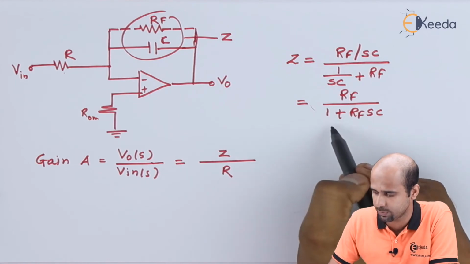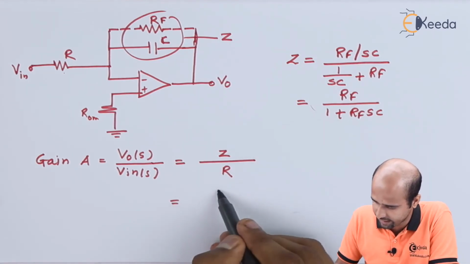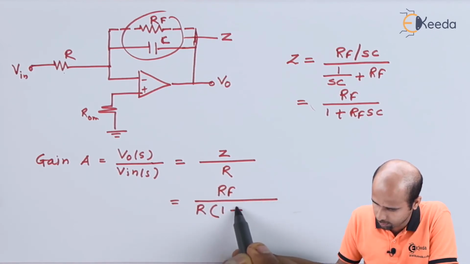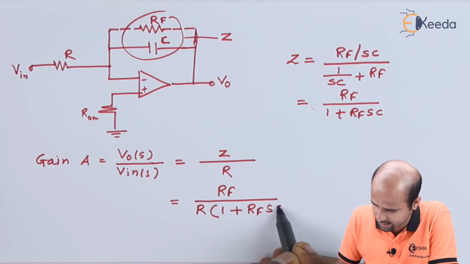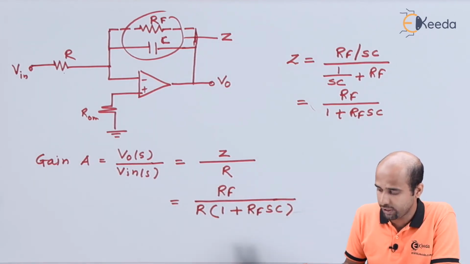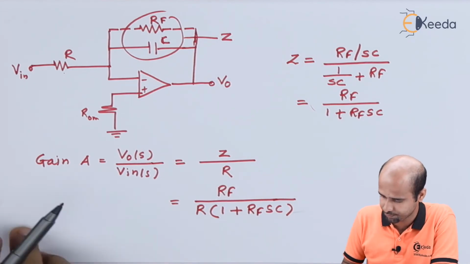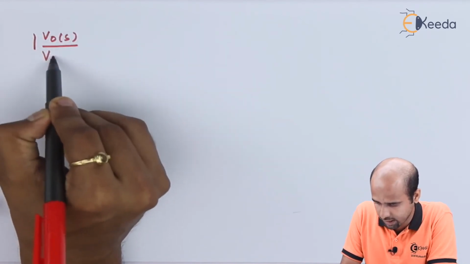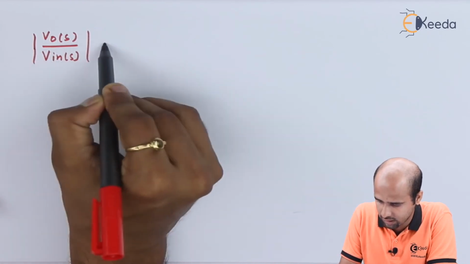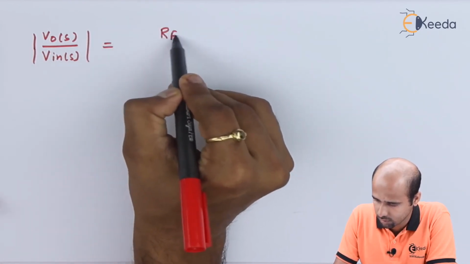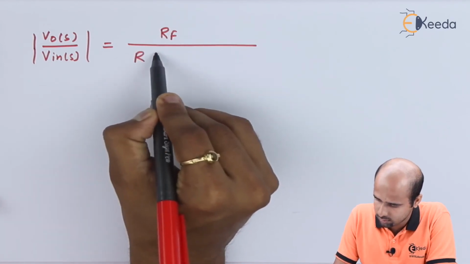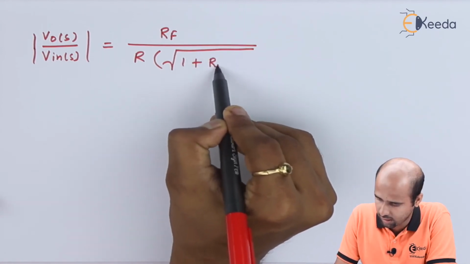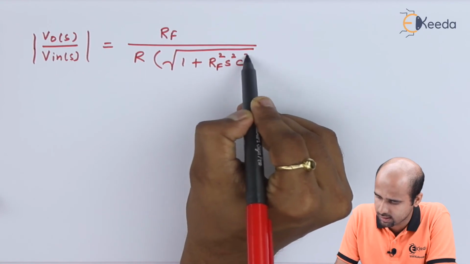We will just implement this particular thing over here such that we will be getting RF divided by R into 1 plus RF into SC. Now if you take this magnitude, then the magnitude of this gain will become VO of S divided by V in of S. That will give you RF upon R in bracket square root of 1 plus RF square S square C square.